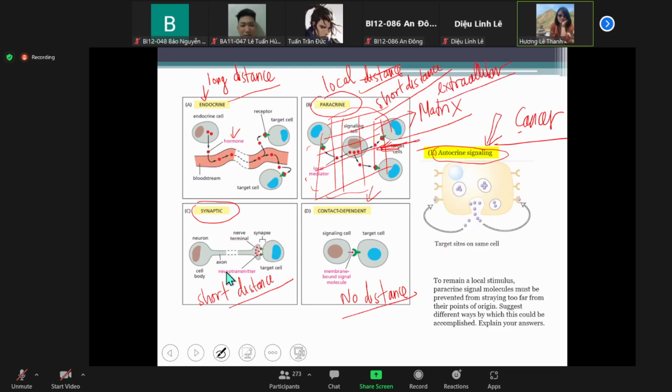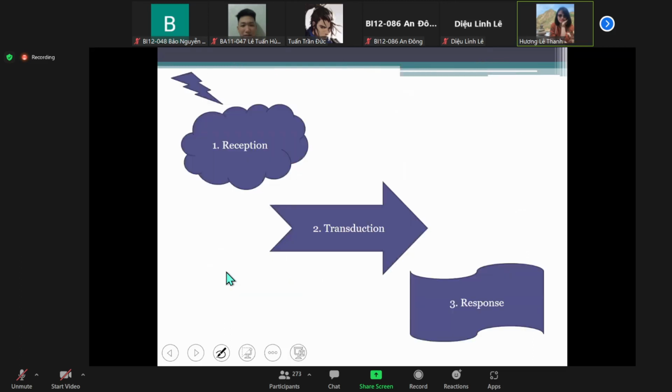So the ligands first need to be unstable, so they easily degrade. And second, they need to stay in the extracellular matrix, so this prevents these ligands from traveling far away from them, ensuring that only the neighboring cells receive information from them. So this is the first part, about reception: how the cell can receive information from neighboring cells or from other cells far away. And the second step is about transduction, how they can transmit this information.